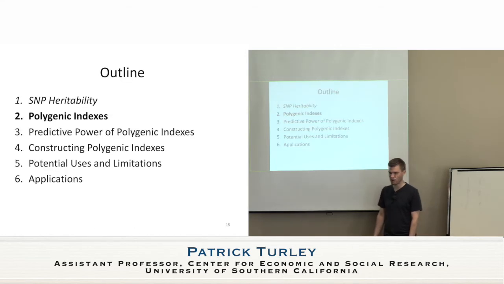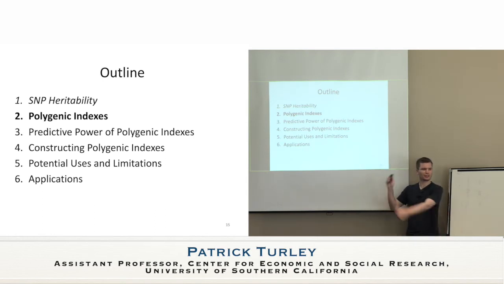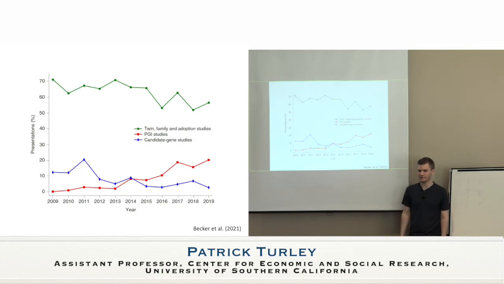Okay, let's keep going. So we've talked all about SNP heritability. Now let's talk about polygenic indexes. And so polygenic indexes have become, I think, a lot more prevalent in social science research.